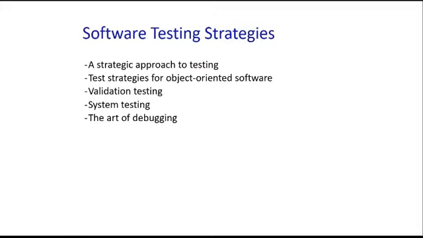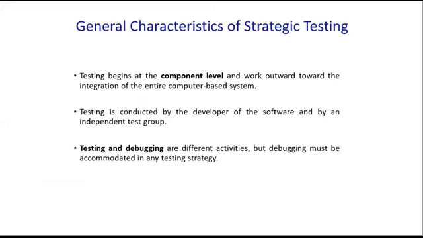The topics that we'll be covering today are these, beginning with a strategic approach to testing. Now, there are characteristics of strategic testing. Now, testing, what is testing actually? Testing is basically a set of activities that you're going to plan in advance so that you're going to conduct them in a systematic fashion. So, testing is a set of activities that you're going to plan and then conduct in a systematic way.